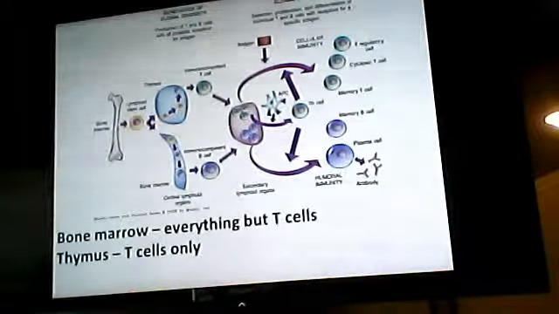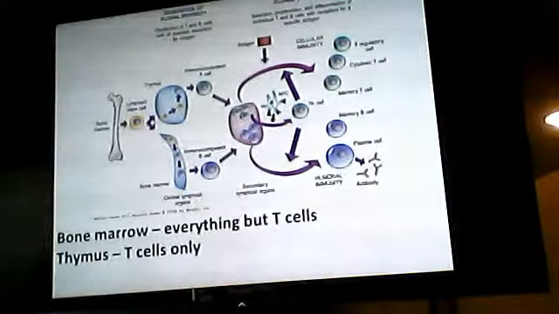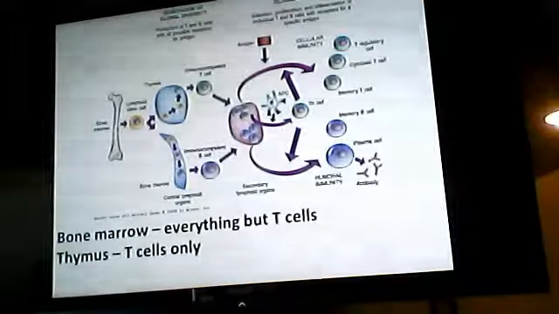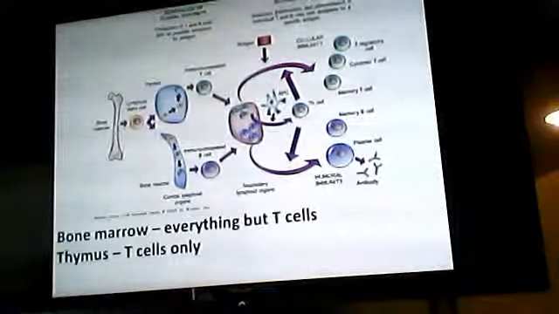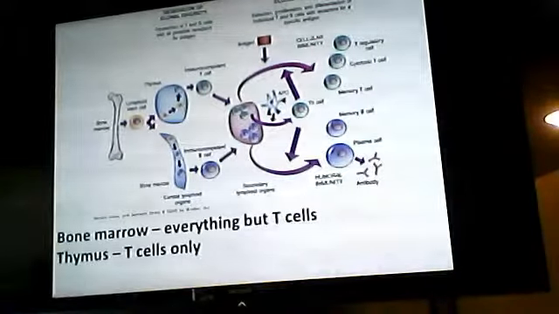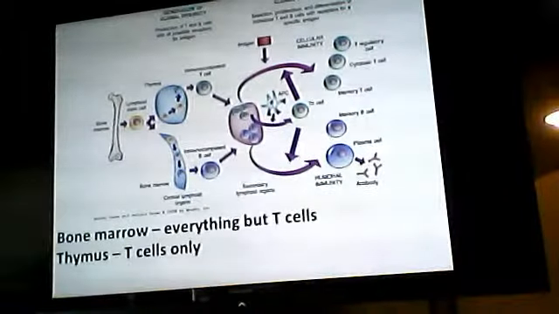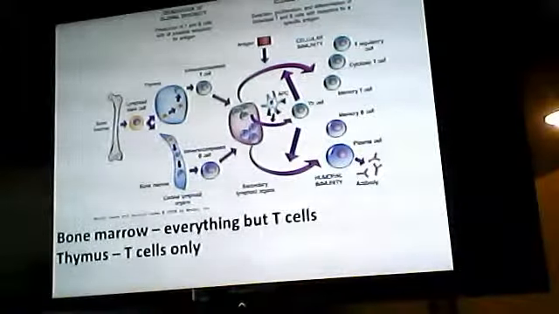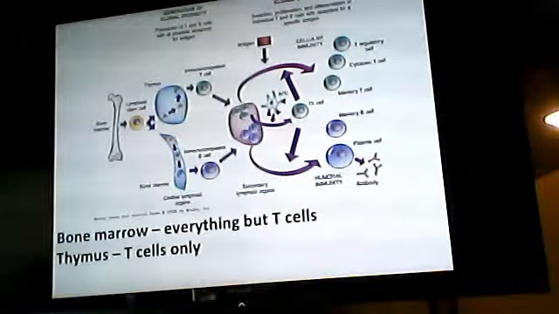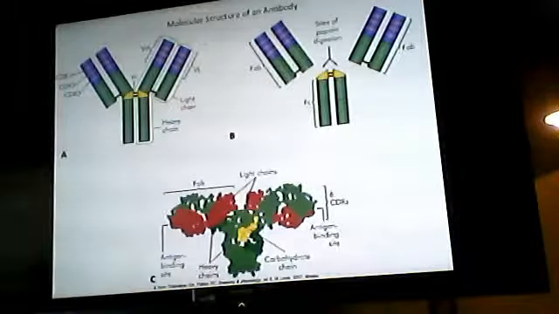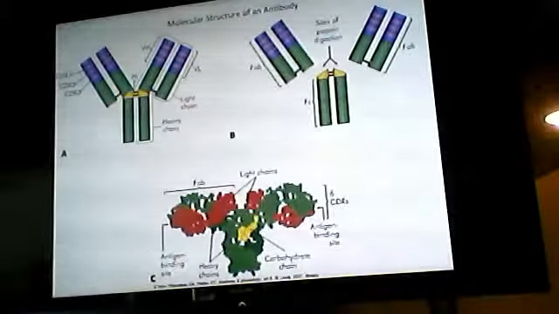So memory cells stay alive for a very, very long time in case a recurring infection occurs, and if that does happen, then your secondary response to that new infection is a lot quicker, because somehow one of your cells remembered that you've fought this before, and they have the tools necessary to combat it much easier, okay?